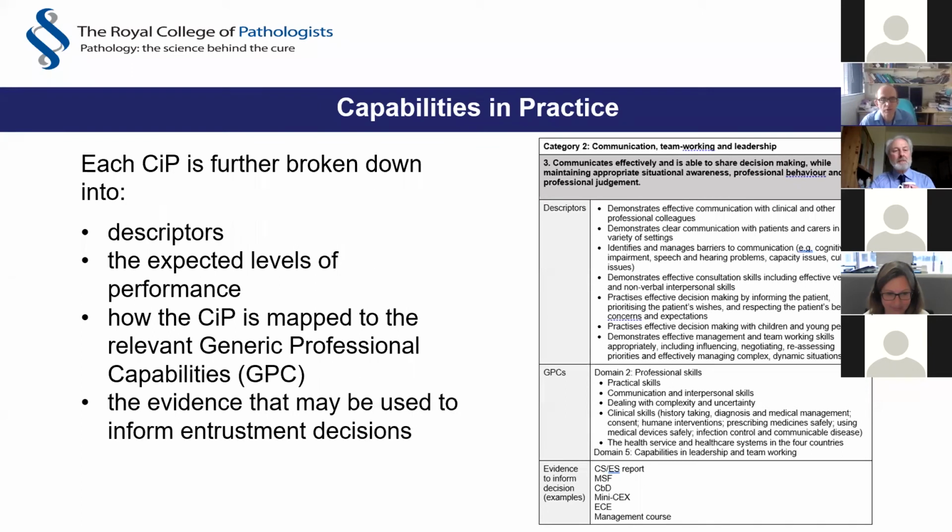Each CiP is further broken down into descriptors, the expected levels of performance, how the CiP is mapped to the relevant generic professional capabilities, or GPC, and the evidence that may be used to inform entrustment decisions. And so to our right is an example of a GPC. So this would be category 2, communication, teamworking, and leadership. And what you see at the top is the descriptors. The GPCs show which domains this all fits under. And then at the bottom, you have the evidence that informs the decision. Next slide, please.